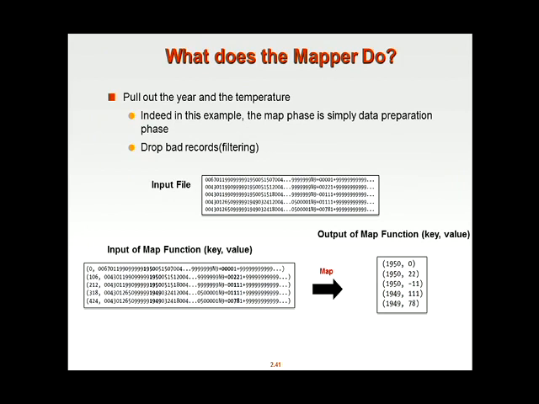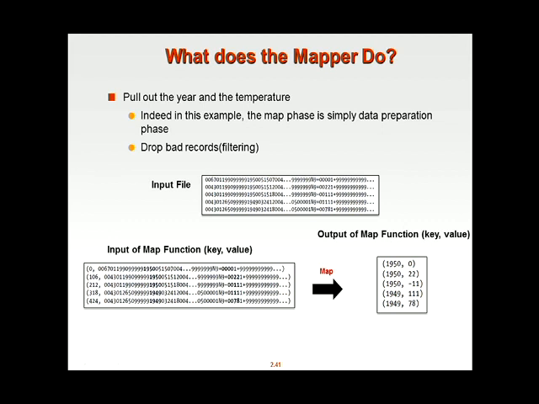In this example, we also need to deal with some other problems, such as bad records. We need to have some filtering. But for a normal record, we just extract the year and temperature. For example, the first line is 1950 and 0, and the second one is 1950 and 22. After the map phase, for such an input split, the output is just the year and temperature. That's the output of the mapper.